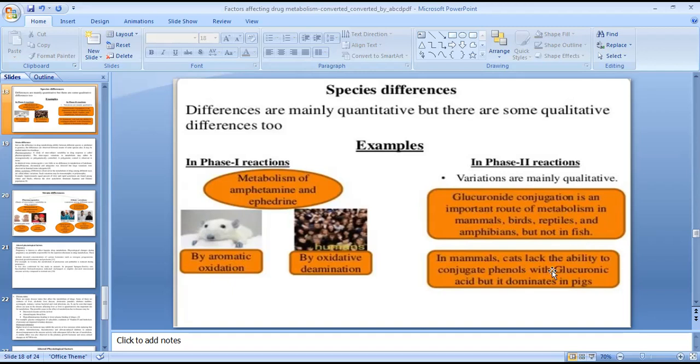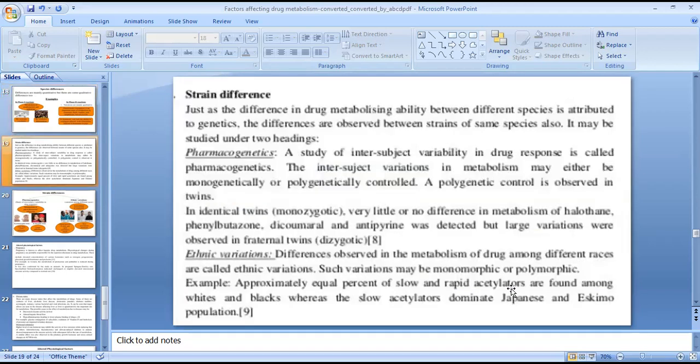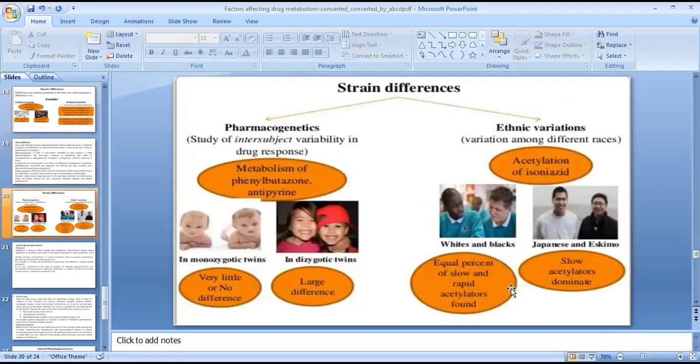But in the case of mammals, the cat lacks the ability to conjugate phenol with the glucuronic acid. But this process is dominant in the case of the pig. So species to species, which type of animal we are talking about, is going to change the drug metabolism.